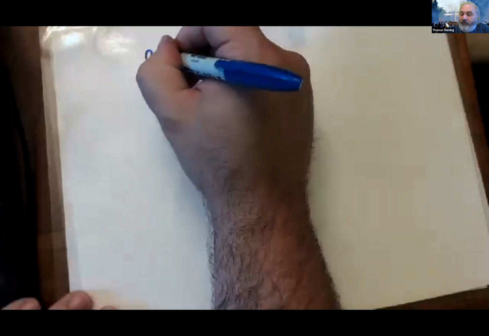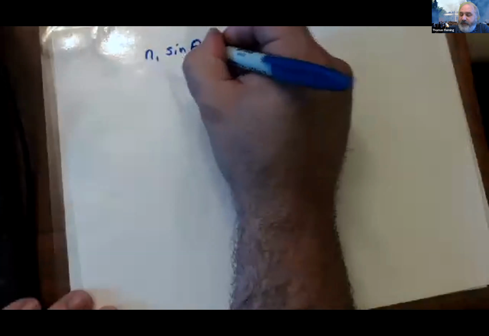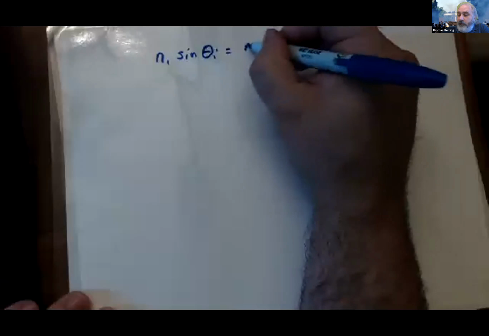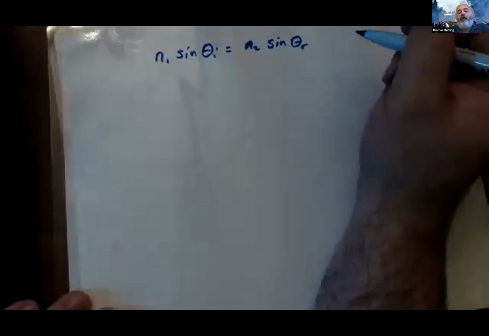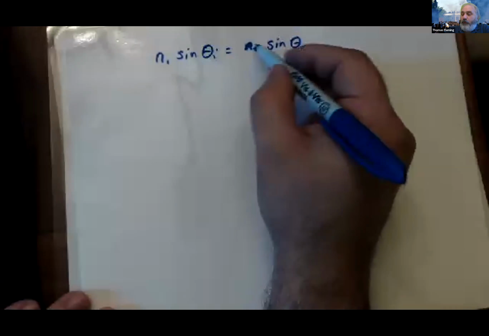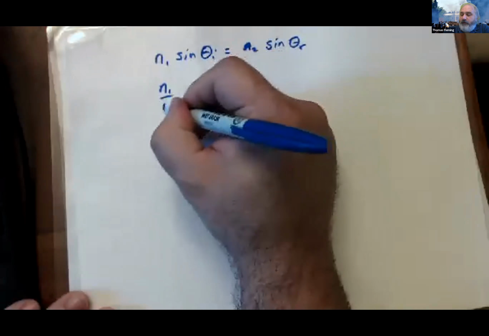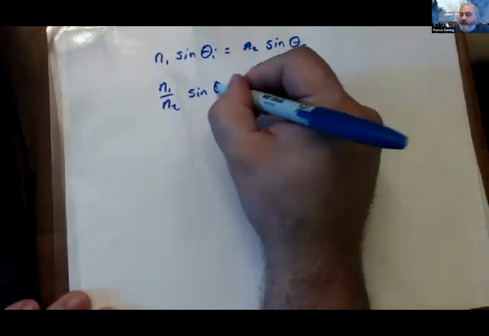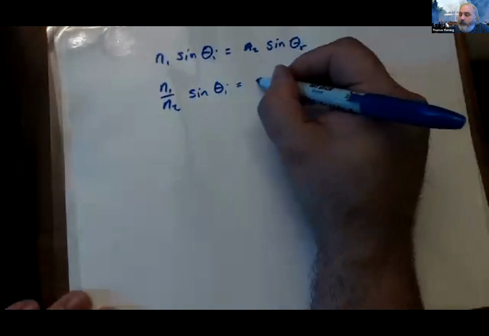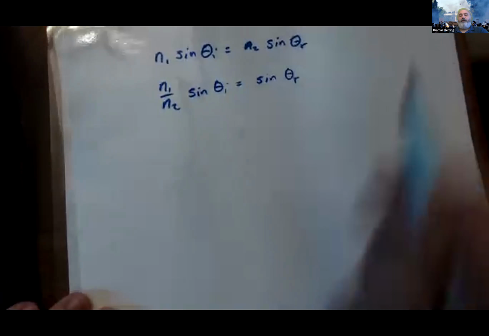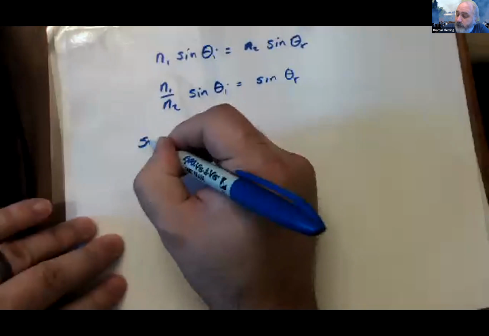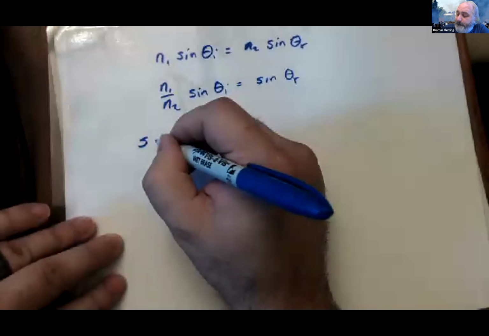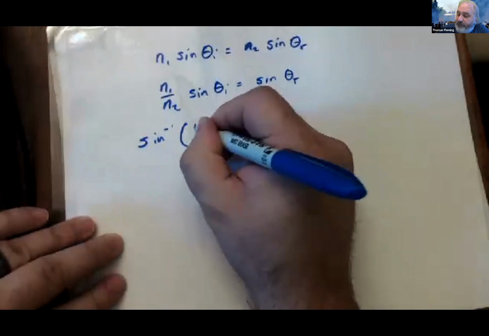So Snell's law says N1 sine theta I equals N2 sine theta R. And we're going to be solving for the sine of theta R. So I'd get N2 on the other side: N1 over N2 times the sine of theta I is equal to the sine of theta R. And so if I go to solve for theta R, I take the sine inverse of both sides.